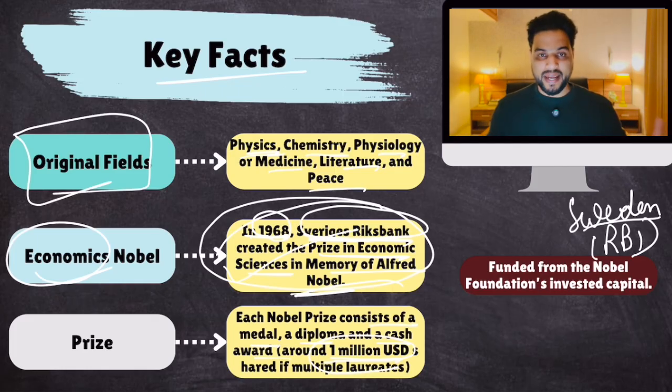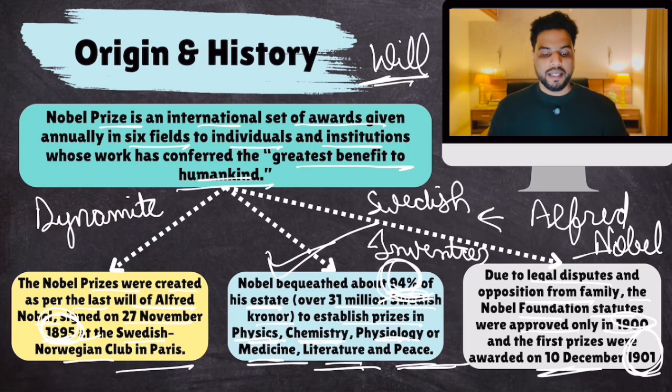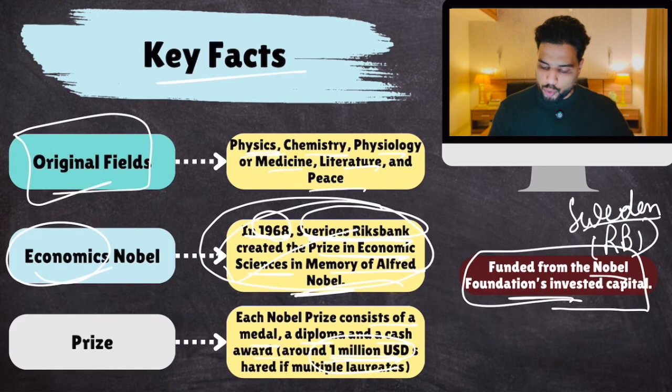This entire money, 1 million USD for every Nobel Prize, comes from the Nobel Foundation's invested capital. Remember, Alfred Nobel gave 94% of his property. That 94% of his property was invested, and the income generated from that investment is being used to give these prizes.